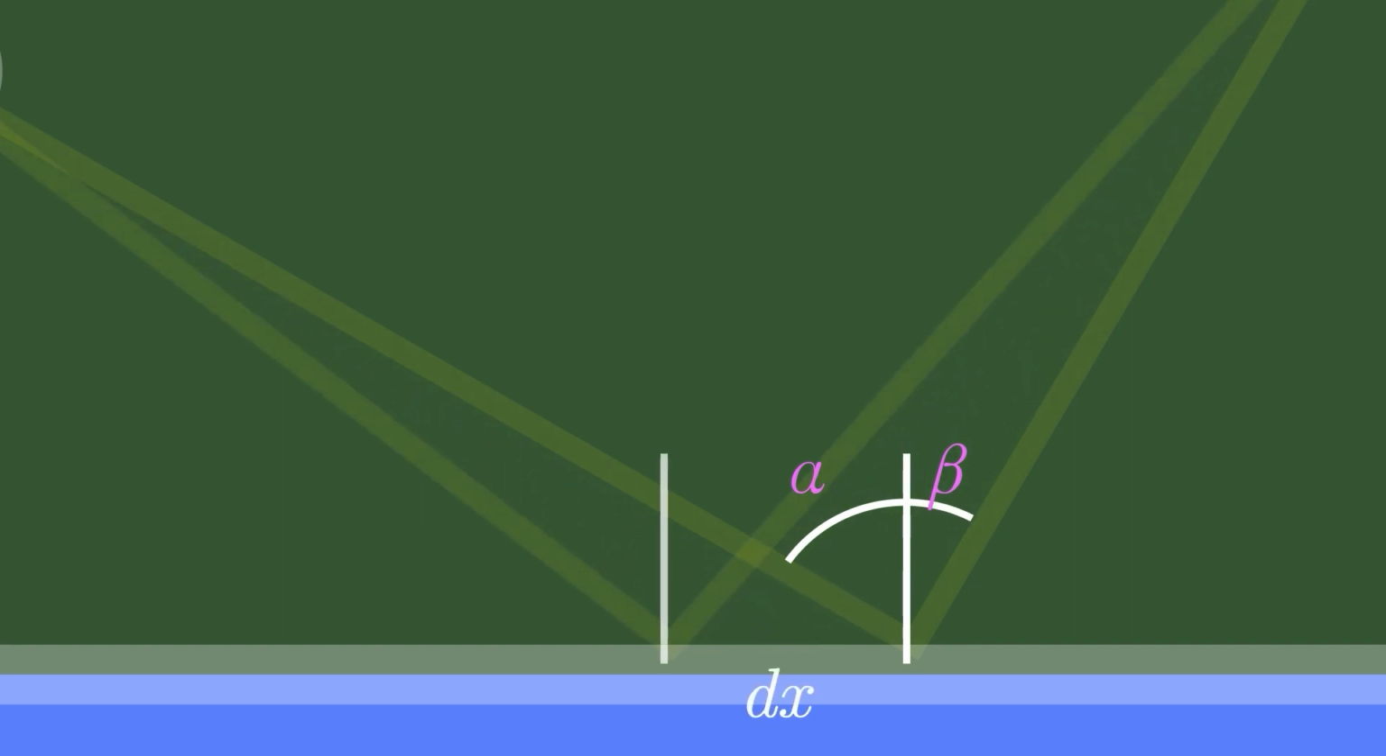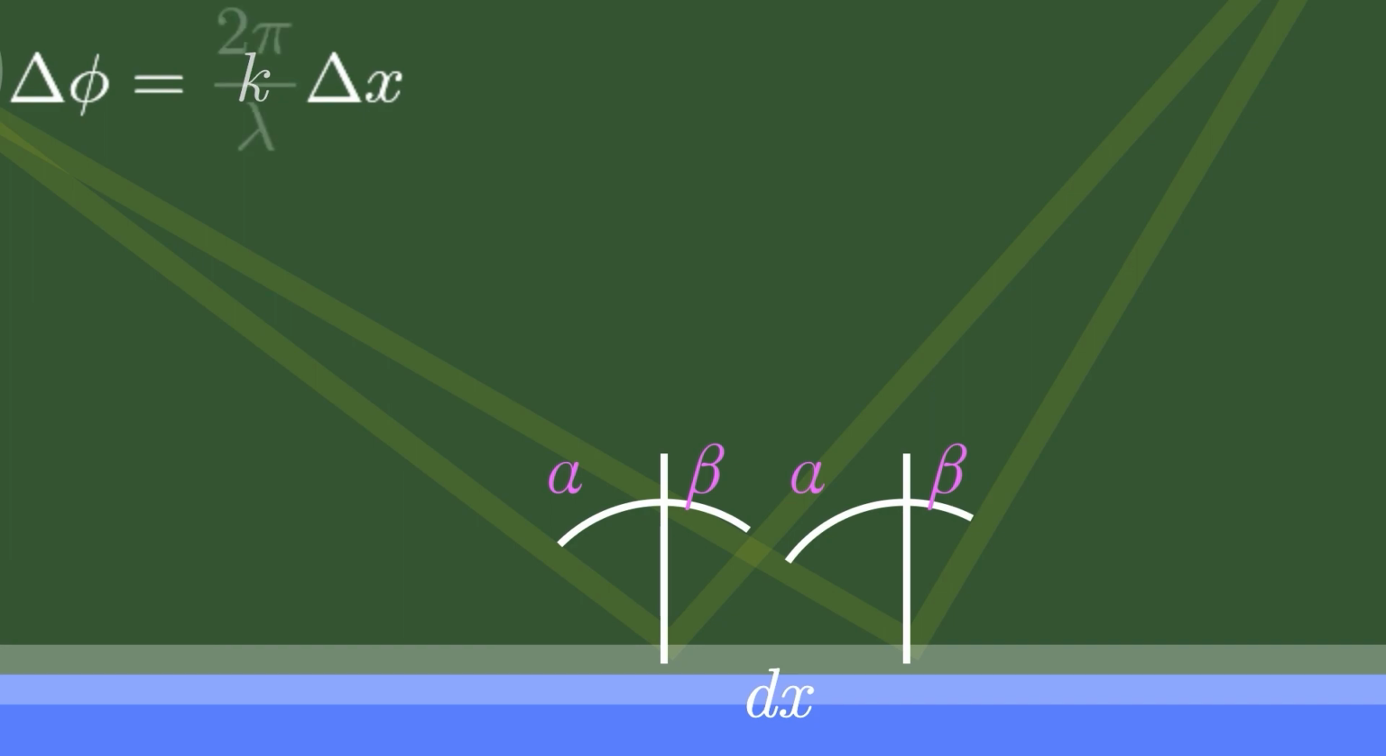Let us look at a path which reflects off the mirror with angles of incidence and reflection, alpha and beta respectively. Now, let us look at a small deviation, dx, away from this path, and calculate what the difference in phases between these two paths is. Well, the difference in phase is just equal to the difference in distance times the angular wave number, which as mentioned before is equal to 2 pi divided by the wavelength.